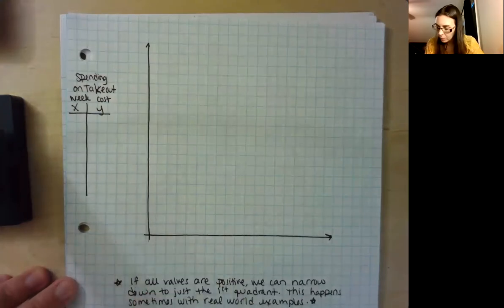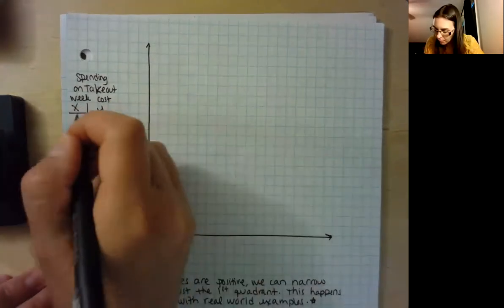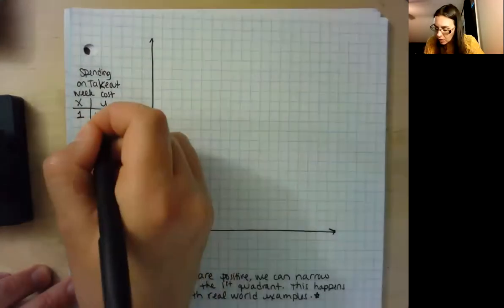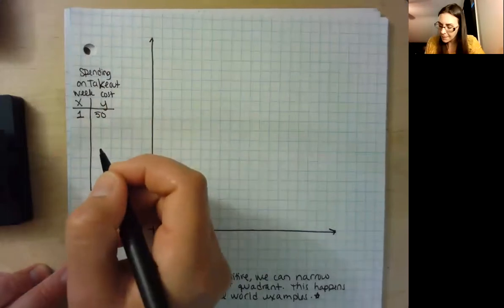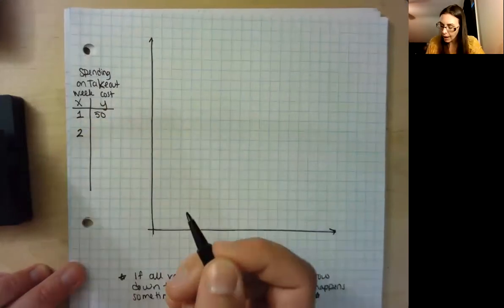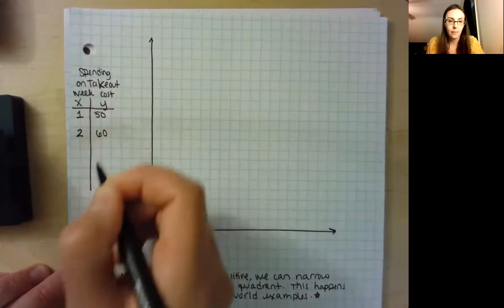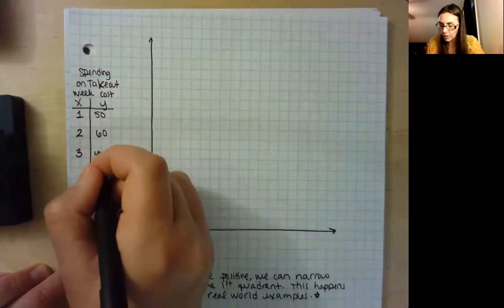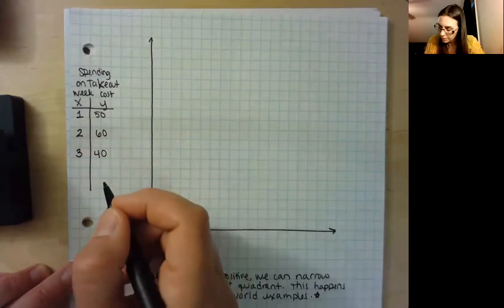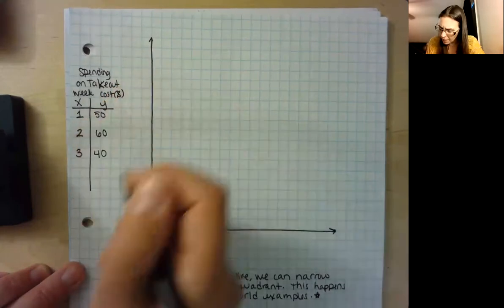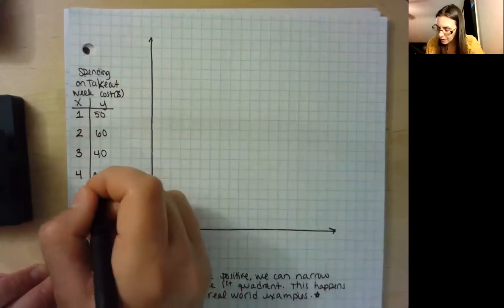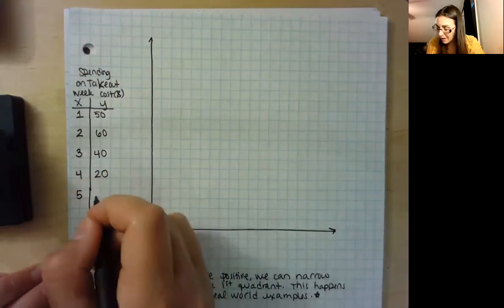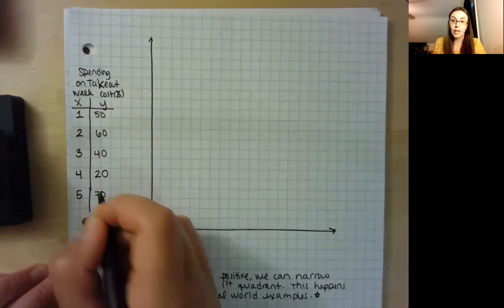So maybe for my first week, I started tracking this. Maybe I spent $50 on takeout. Maybe my second week I was tracking this. I spent $60 on takeout. Maybe my third week I said, oh, I've been spending a lot of money. I only spent $40 on takeout. And maybe my fourth week, I was really trying to save money and I spent $20 on takeout. And I'll do one more. Maybe my fifth week, I went out with my friends and I spent $70 on takeout.